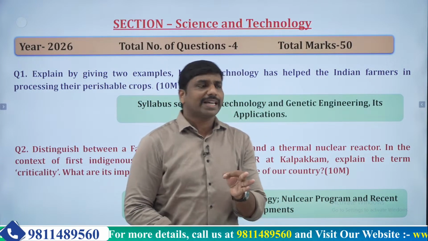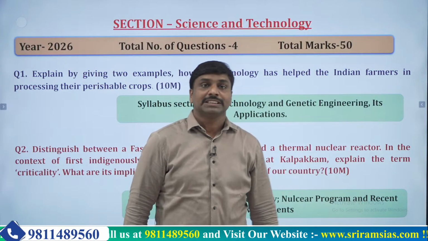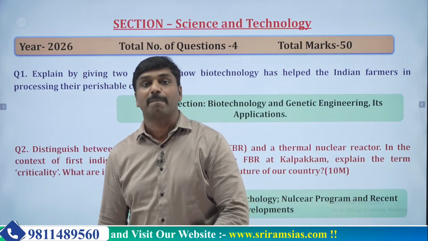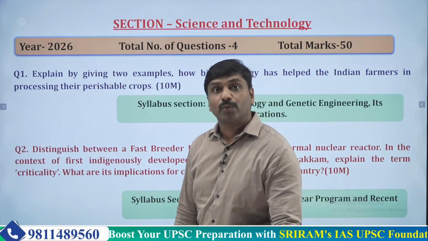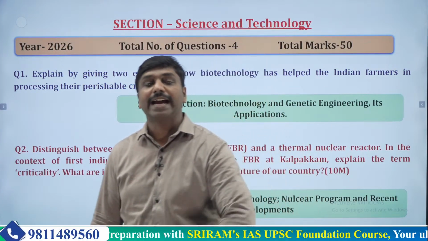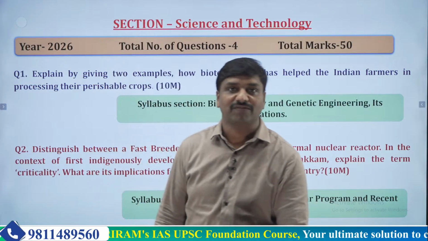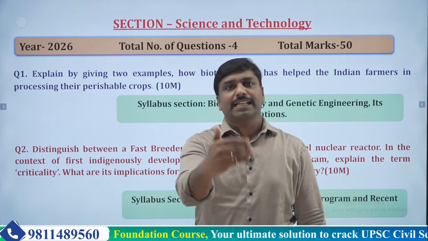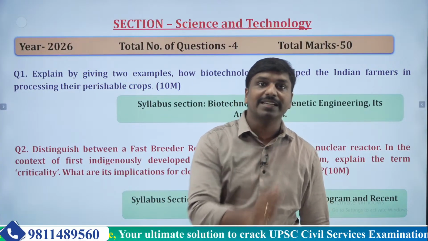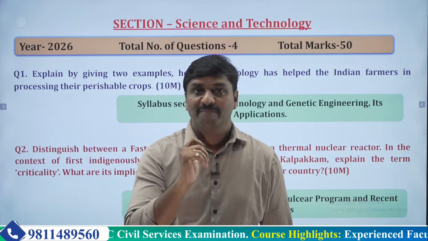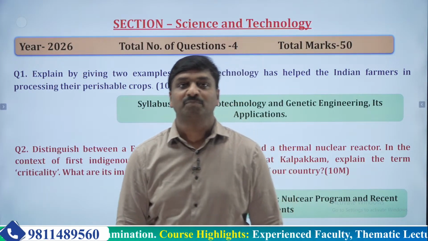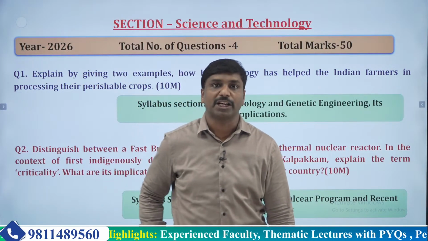All of those things have been systematically modified with the help of gene silencing technology. So there you can say that Indian farmers have benefited from biotechnology in processing their perishable crops such as tomatoes, potatoes, mangoes and other crops. Take the example of how they have modified the tomatoes, how they have modified the mangoes, and how they have increased the shelf life of these perishable crops.